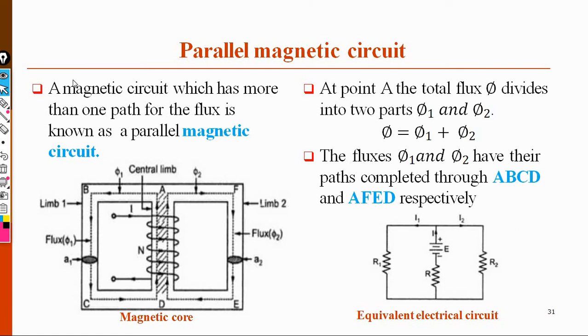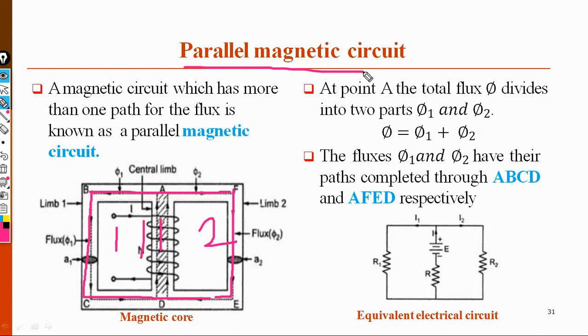Okay, that means this is one circuit and this is the second circuit, and the first magnetic circuit is parallel to the second magnetic circuit. This is called a parallel magnetic circuit. Also, this is the flux path, and the flux moving from one circuit to another circuit is known as a parallel magnetic circuit.